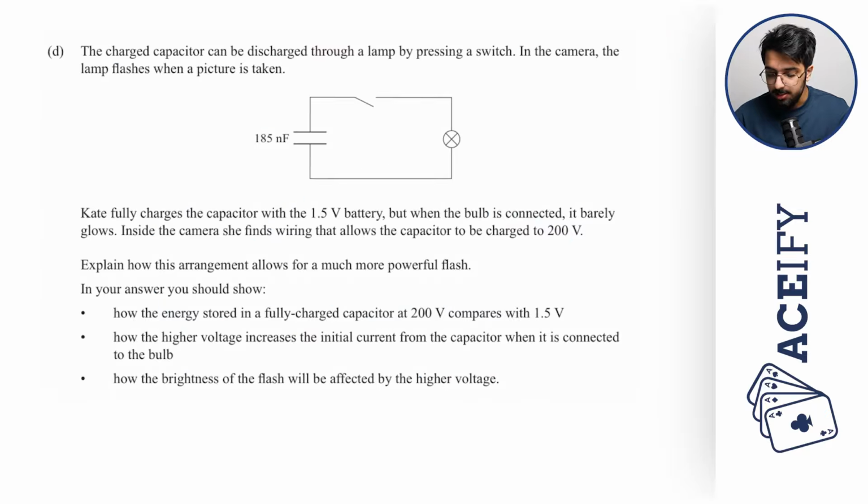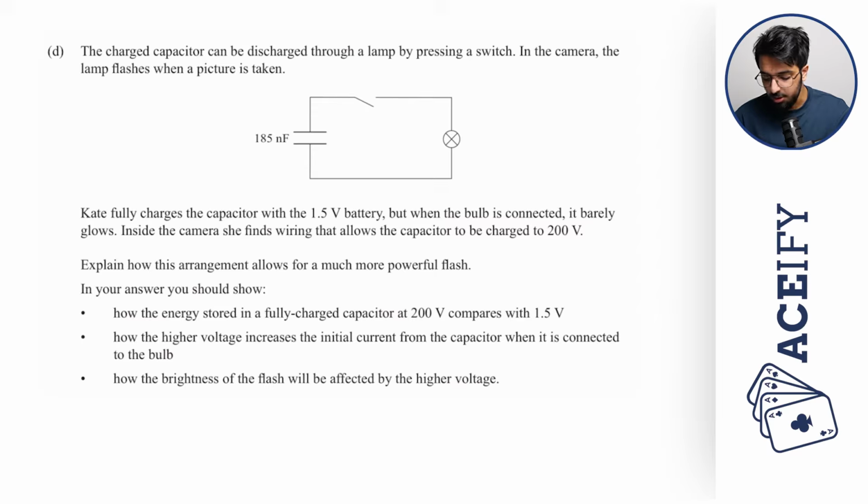There we go. The charged capacitor can be discharged through a lamp by pressing a switch. In the camera, the lamp flashes when a picture is taken. Kate fully charges the capacitor with a 1.5 volt battery, but then when the bulb is connected, it barely glows. Inside the camera, she finds wiring that allows the capacitor to be charged to 200 volts. Explain how this arrangement allows for a much more powerful flash.